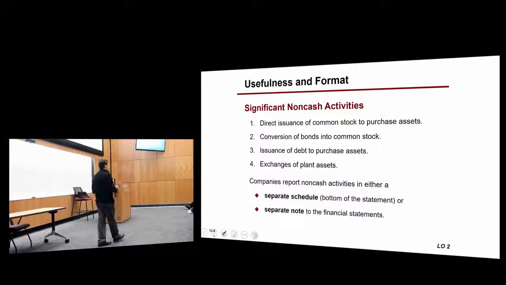Okay, so in this case, for example, let's say that the company purchased land, but rather than paying in cash, they issued stocks or issued bonds to purchase that land. Even if the company did not pay cash, it makes sense to include it. However, the company does not include it in one of those three sections because this is a non-cash transaction. What they do is they include it at the end, at the bottom. They can either include it as a separate schedule at the bottom of the statement, or sometimes they just add it to the notes to the financial statements.